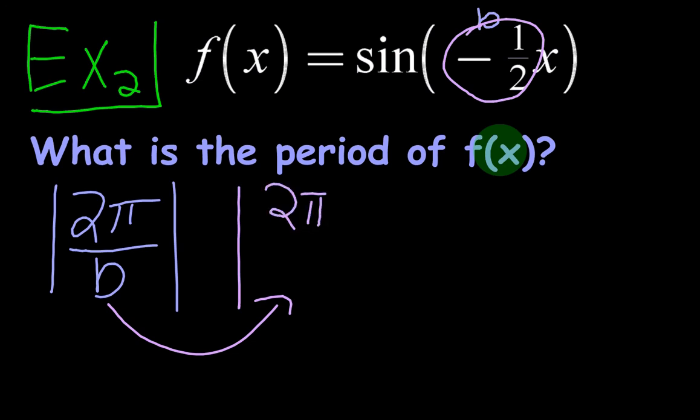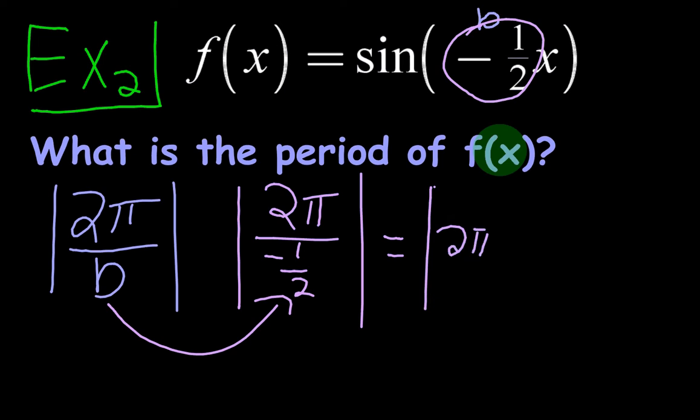So I'm going to have 2 pi divided by negative 1/2. And I'm going to take the absolute value of that, and that will give me the period. So I don't know if you guys remember keep, change, flip, but I'm going to be multiplying 2 pi by the reverse of this fraction. So it's going to be 2 pi times negative 2 over 1. I'm going to take the absolute value of that.